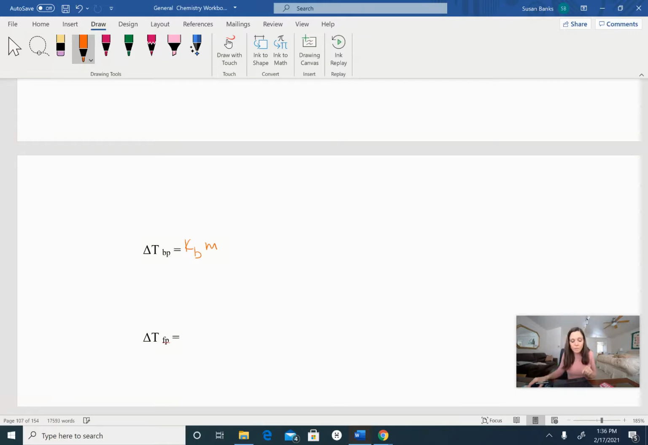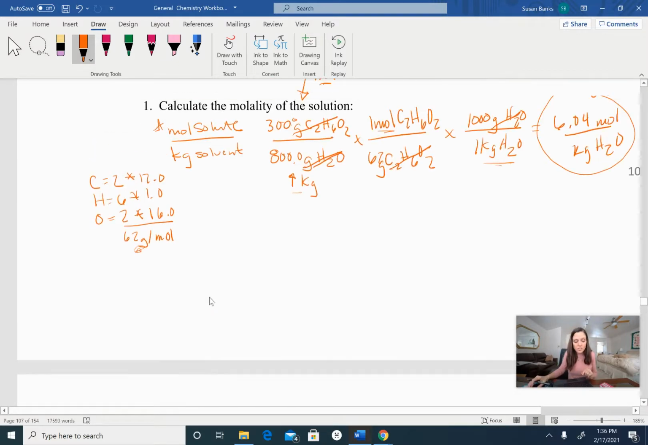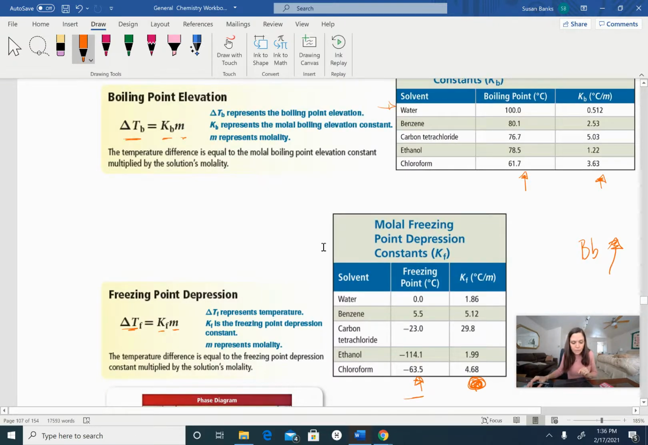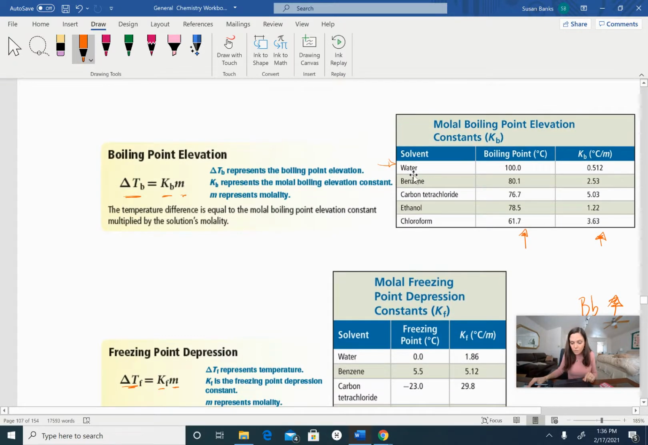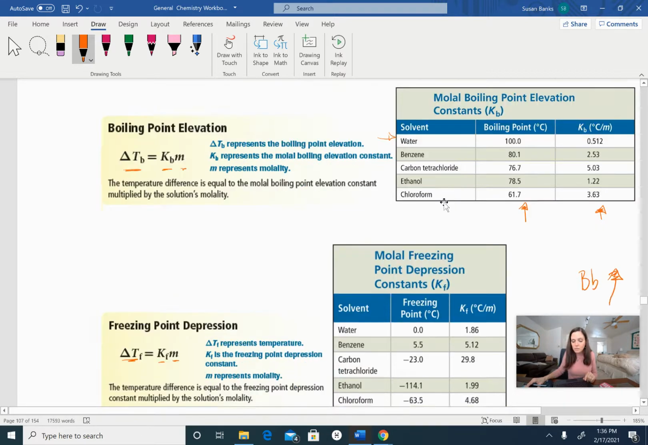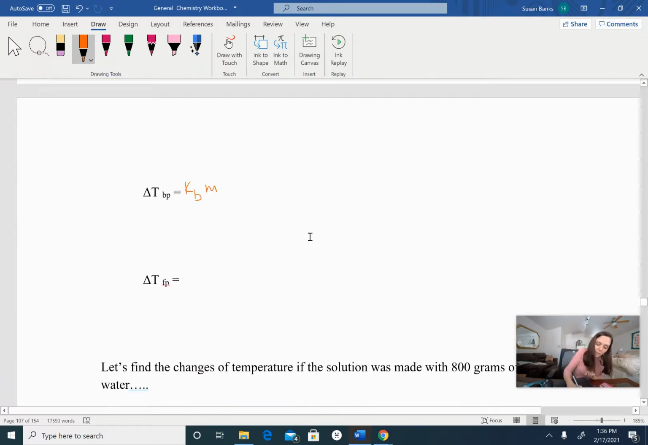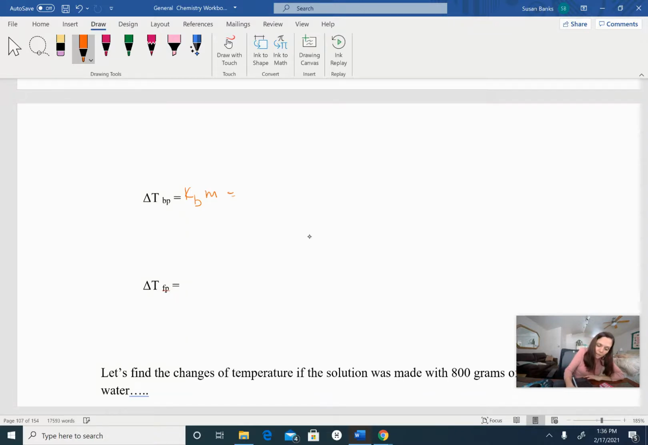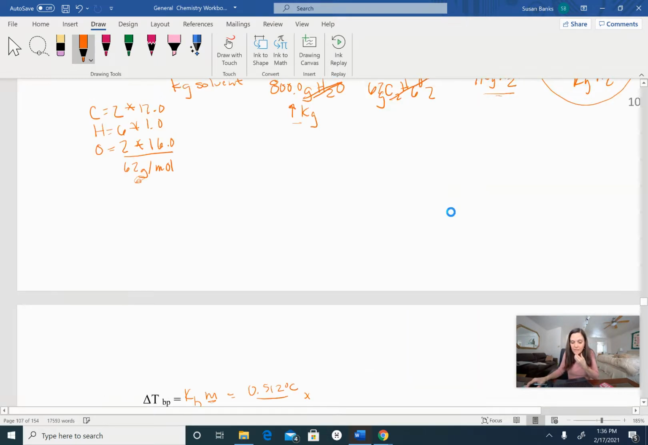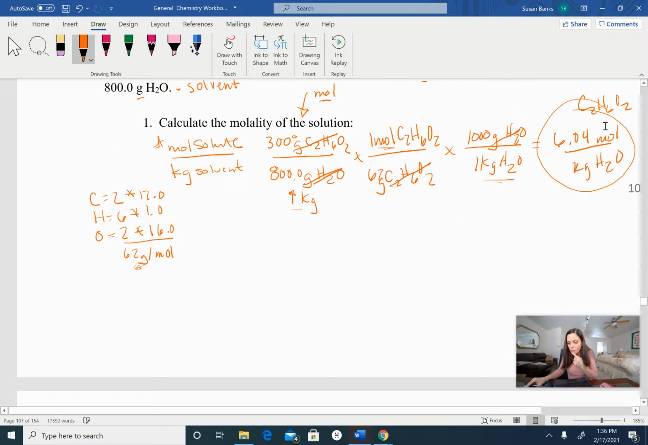We need to look at our boiling point constant for water. So let's check that out. Our boiling point constant for water, right here, is 0.512 degrees per mol. Okay, so I have my boiling point constant, 0.512 degrees Celsius per mol, and then I need to multiply it by my molality, which we just calculated up here as 6.04.